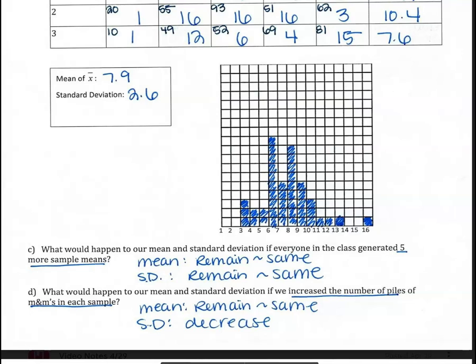By increasing the number of piles, or my sample size, in each M&M sample, that would get my mean to remain about the same, but the standard deviation would decrease, which would mean that this graph would look tighter around the center. It would shrink and become smaller and be less spread, and therefore would have less variability and would give me a better estimation of the true mean of all the M&Ms on the sheet.